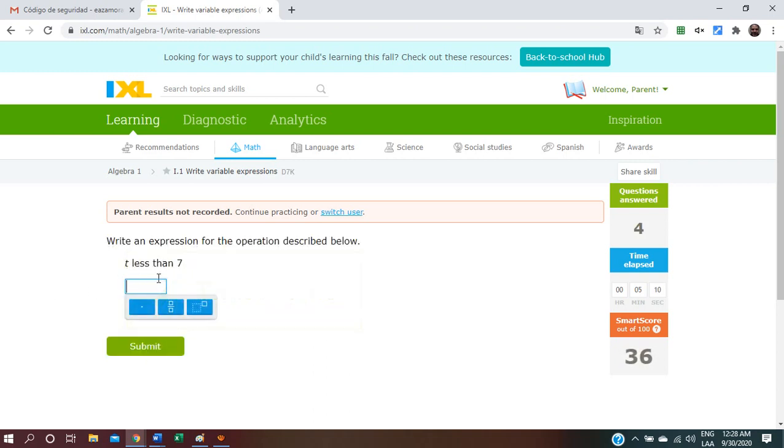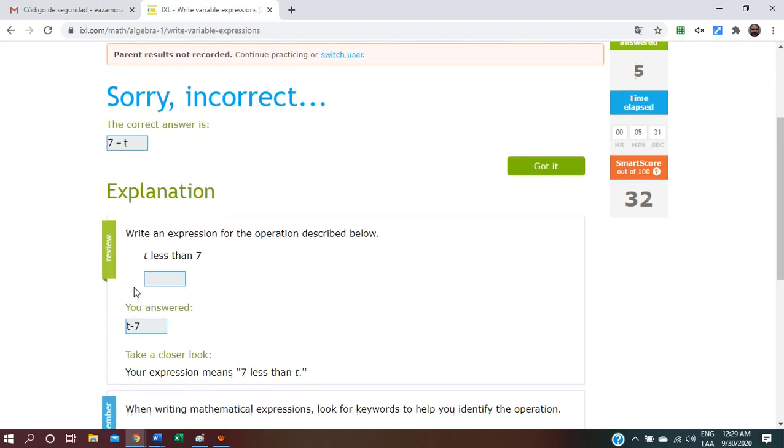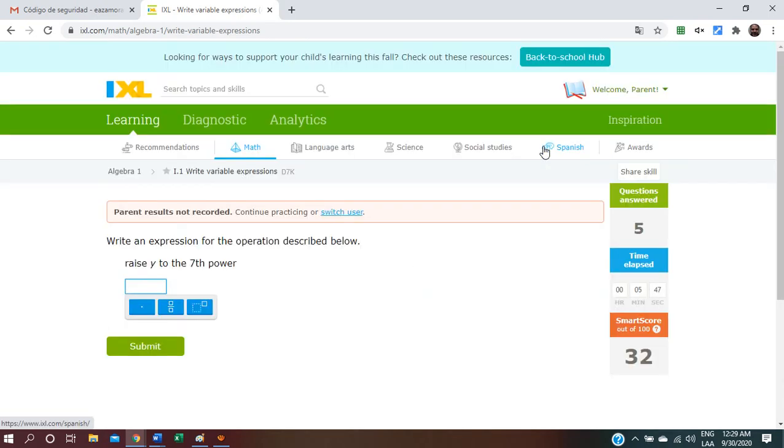t less than 7. This is easy. t less than 7, or 7 minus t. Oh, sorry, I know why I got it wrong. So t less than 7. t is going to be less than 7, so we need to subtract from 7. We need to subtract t. So just be careful on that one.